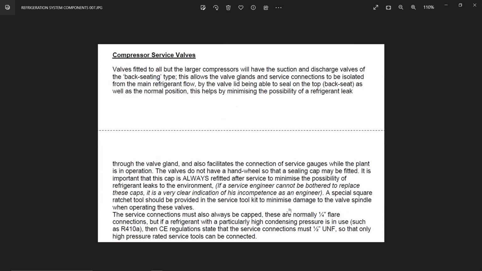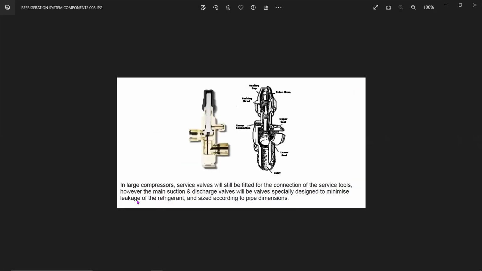The service connection will also be capped. These are normally 1/4 flare connections, but where a refrigerant with a particularly high condensing pressure is in use, such as R410A, European regulation states the service connection will be 1/2 UNF, meaning a different thread, so that only high-pressure rated service tools can be connected. Half UNF is another fine thread compared to the normal thread. It should be a fine thread.